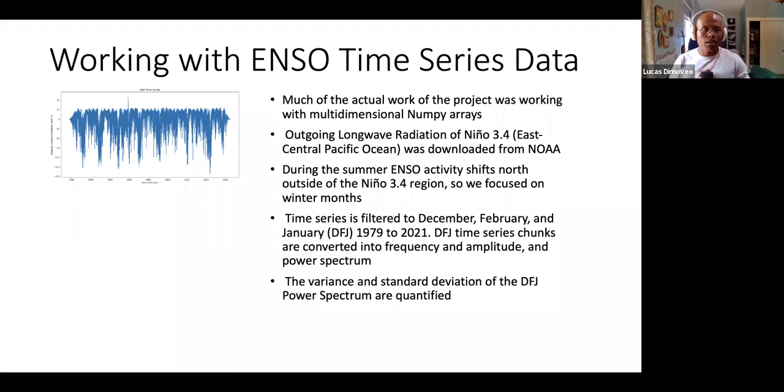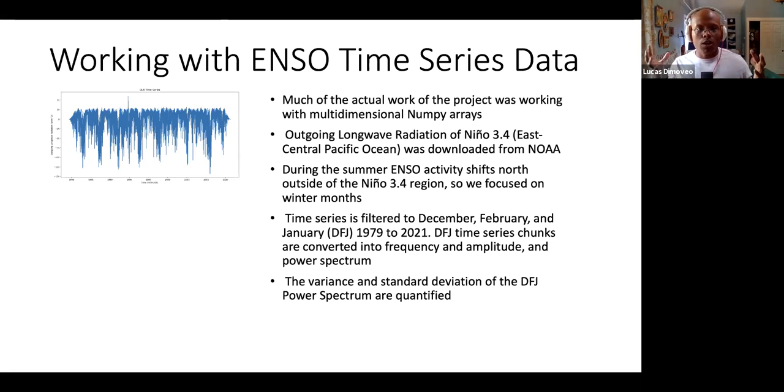Okay, next. So the methods of this project, it was a lot of working with multidimensional date time arrays, which was a lot of fun. We looked at a patch of the Pacific Ocean called Nino 3.4, and that's in the east central region of the Pacific Ocean.